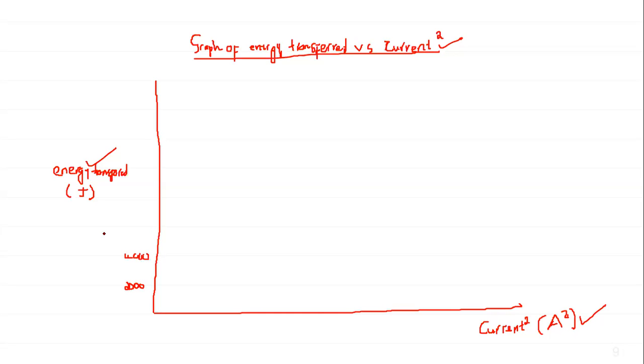From there to there, it's another 2,000. So it will be 6,000. From there to there, another 2,000. It will be 8,000. From there to there, it's another 2,000. So this is going to be 10,000. And I'm happy with that because our last value ends at 9,600.